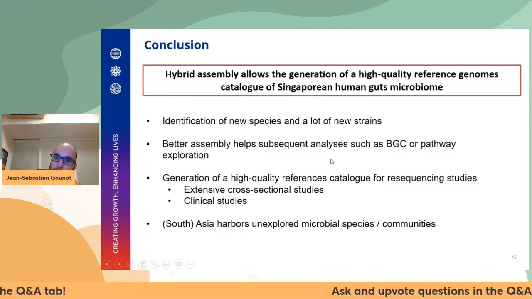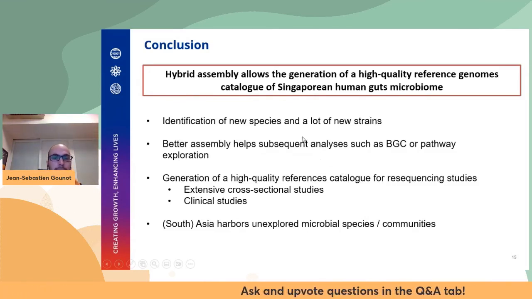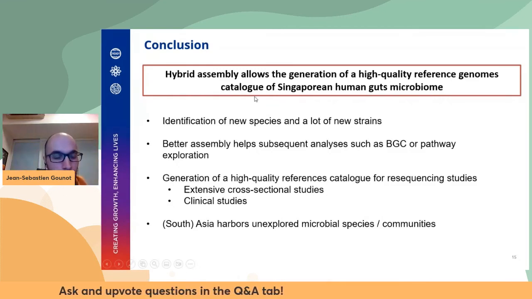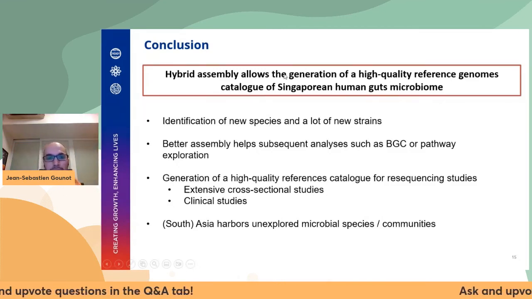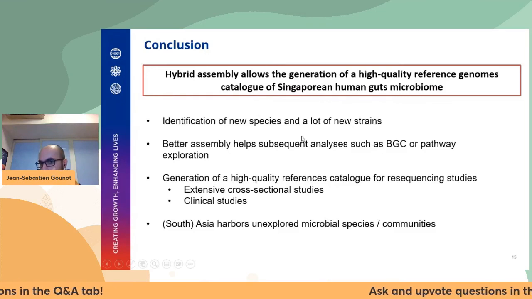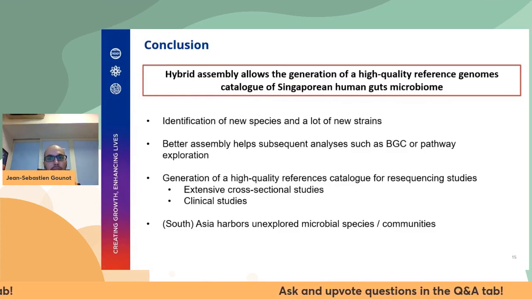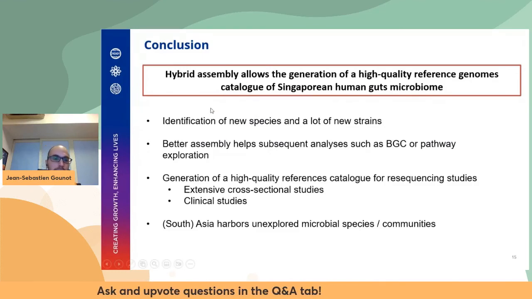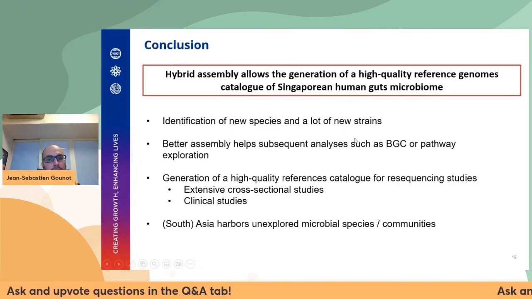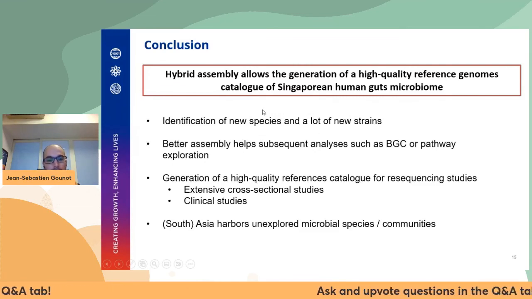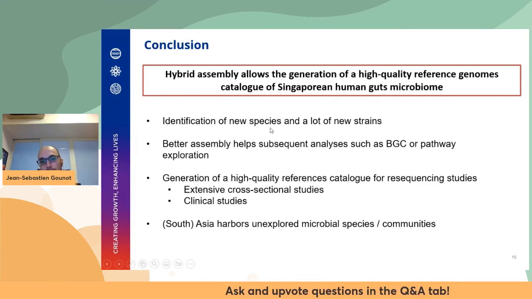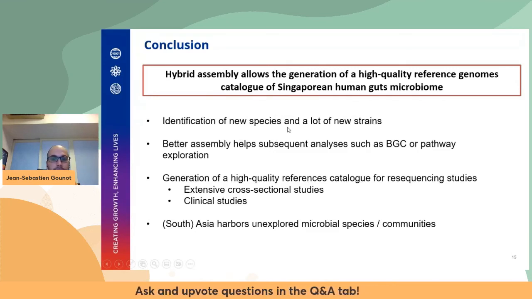So it's been quite quick, but I hope that with these slides, I already gave you some proof of the interest of doing hybrid assemblies in order to generate very high quality genomes and potentially a catalog for a community. So it's not only the identification of new species and new strains which is important here, it's also that making this high quality allows you to improve the subsequent analysis, such as discovering genes, BGCs, or pathways.